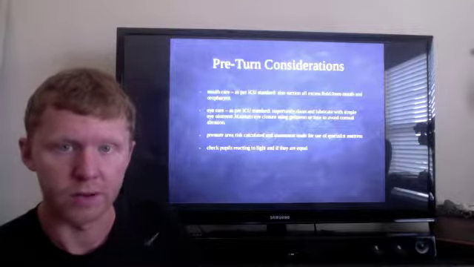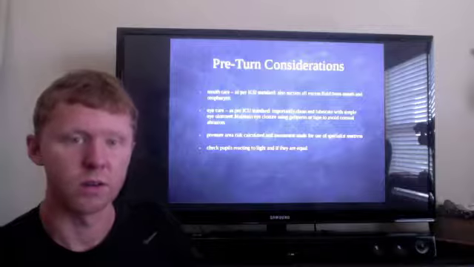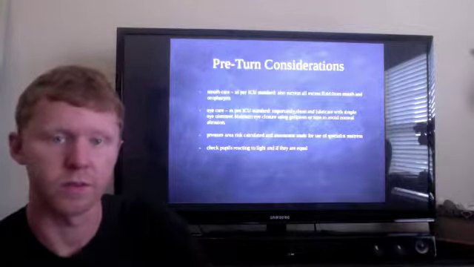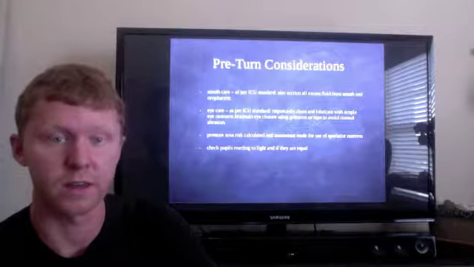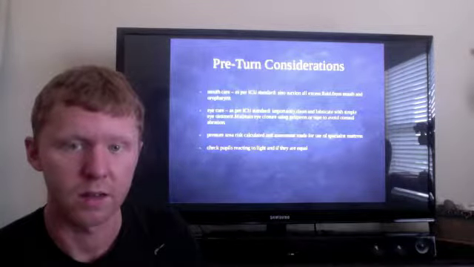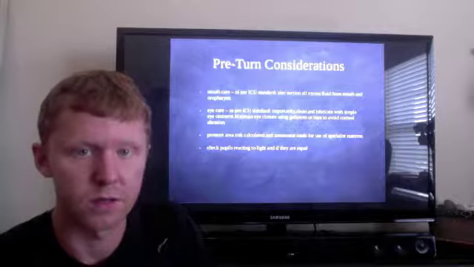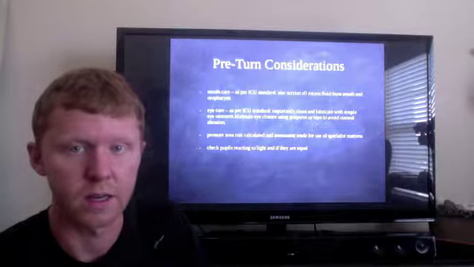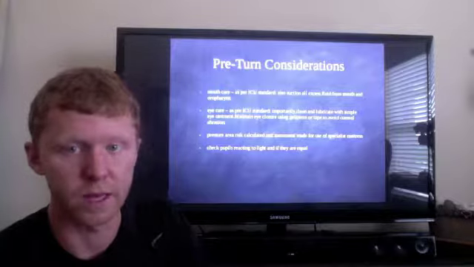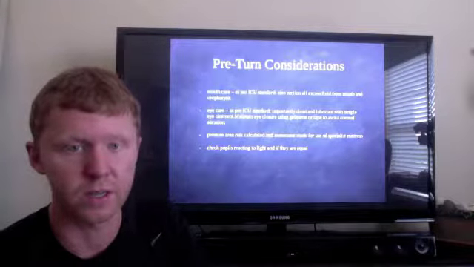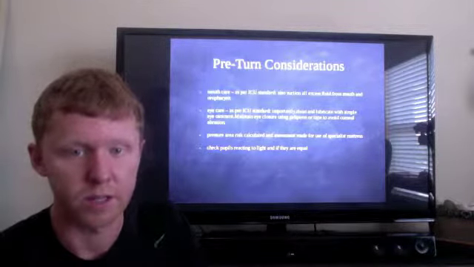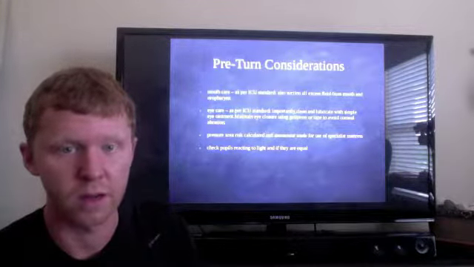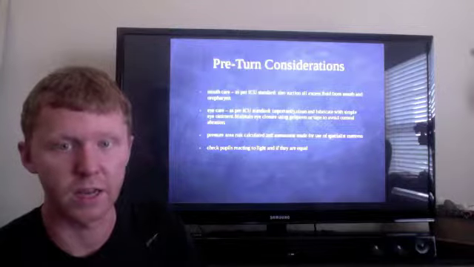And then preterm considerations. You want to do mouth care before, so suction all the fluid and secretions from the oropharynx. And then eye care. You want to maintain eye closure using tape to avoid any corneal abrasion. And then pressure area risk needs to be assessed before turning them over, and then check the pupils for reacting to light and see if they're equal.